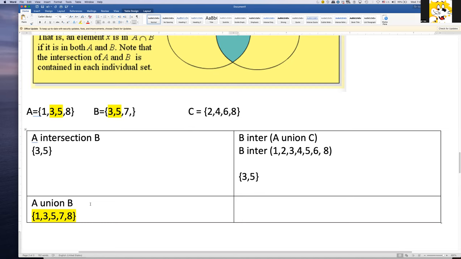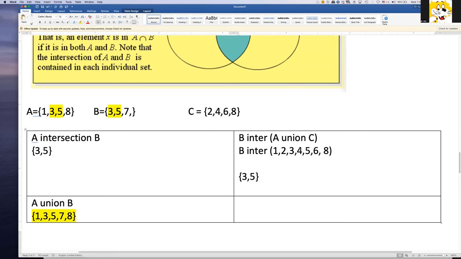In this situation, we always do what's in parentheses first. So since we have A union C, we take everything that's in A, which is 1, 3, 5, and 8, and we take everything that's in C, 2, 4, 6, and 8, and we put it together. And we end up with 1, 2, 3, 4, 5, 6, and 8. There is no 7 in the set of A, and there is no 7 in the set of C. There's only a 7 in the set of B. So that is why you don't have a 7 here, because it doesn't exist for either set A or set C.